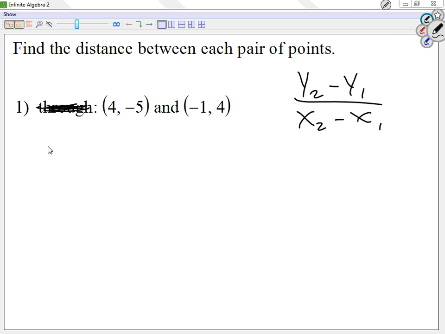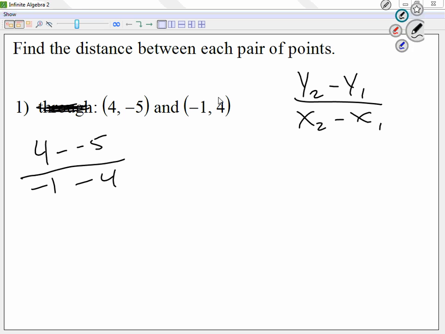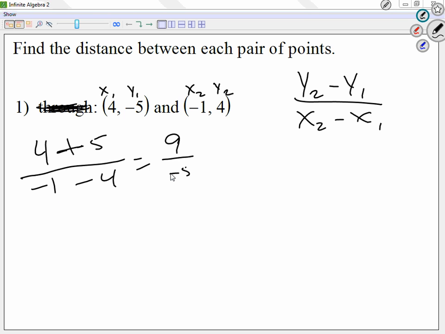So let me write 4 minus a negative 5 over negative 1 minus 4. This is y2, this is y1, so that's why I wrote 4 minus a negative 5. And then obviously this is x2 and this is x1. Now, I know minus a negative is the same thing as a plus sign. So on the top I will have a 9, at the bottom I will have a negative 5.